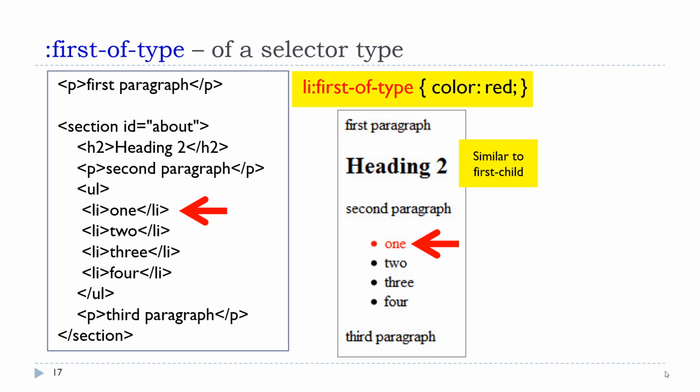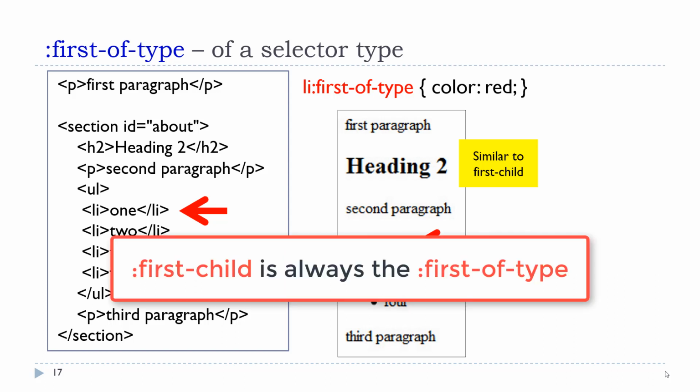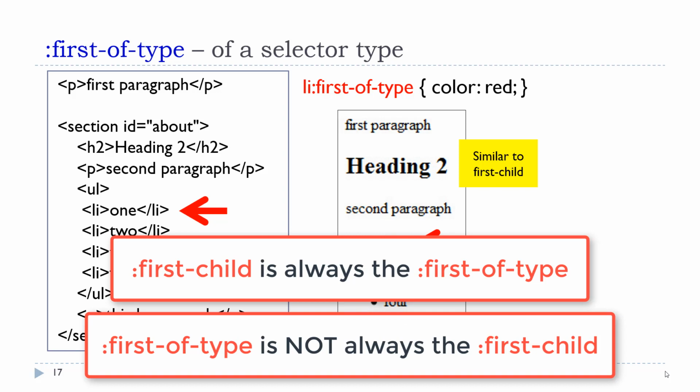We also have the first of type. So here we have li:first-of-type, which refers to the first LI. LIs are only going to be found inside a list. In our code here, we can see that it is red. The first of type is very similar to the first child. The first of type will return more matches than the first child. And that is because the first child is always the first of its type. However, the first of its type is not necessarily always the first child.